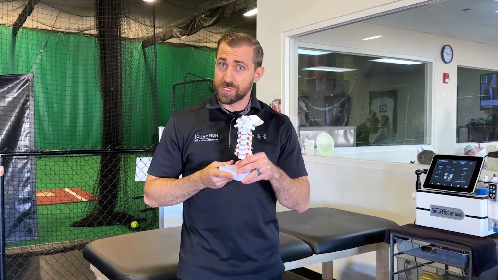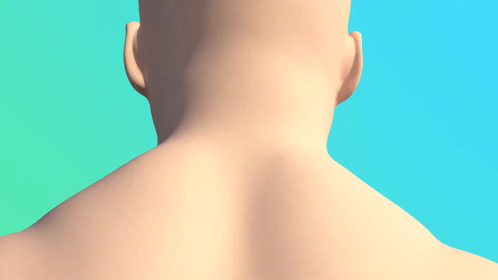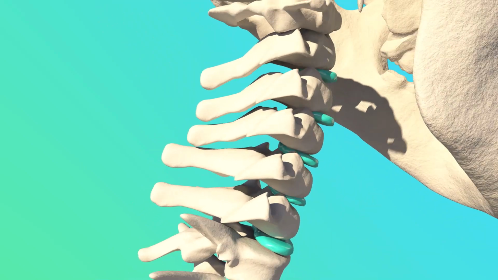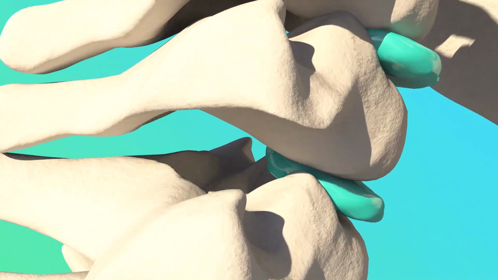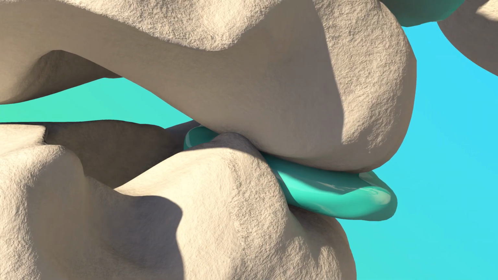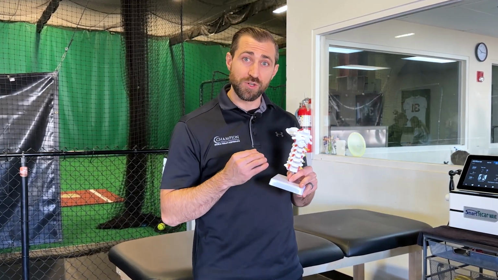The other thing that can occur is that we can have a disc herniation. So if you have a disc herniation and it's posterolateral, so the bulge is pushing out into the nerve, that mechanical compression up against the nerve can cause a cascade of inflammation and pain. That would be referred to as radicular pain.